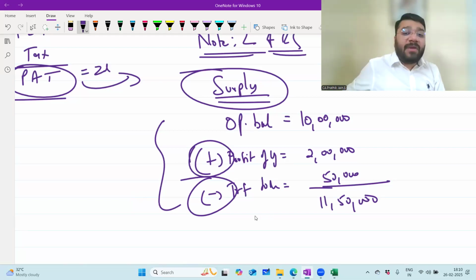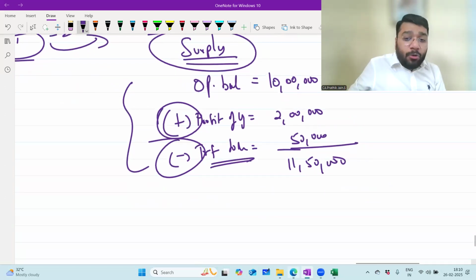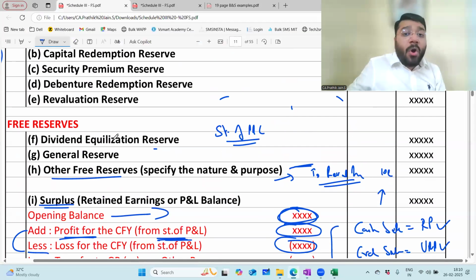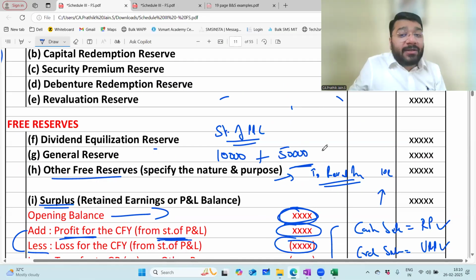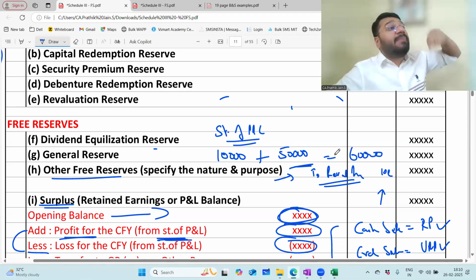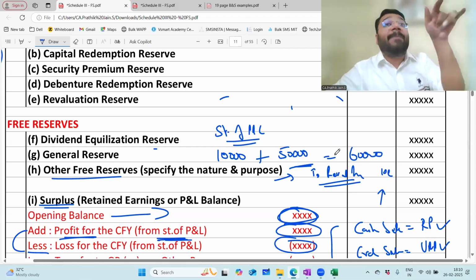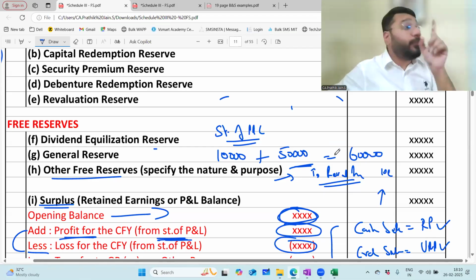So let's suppose I have transferred 50,000 to general reserve. So when I open the general reserve account, let's say the opening balance is 10,000 rupees. Further, in the current year, how much is added? 50,000 added in the current year. So how much is the closing balance now? 60,000 rupees. So all the plus and minus happening in the surplus and reserves will happen in your notes to accounts. We have questions based on this.